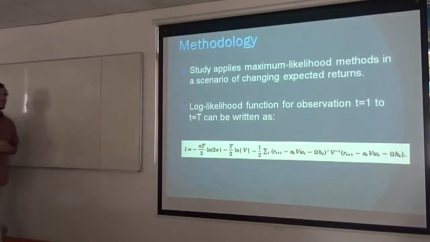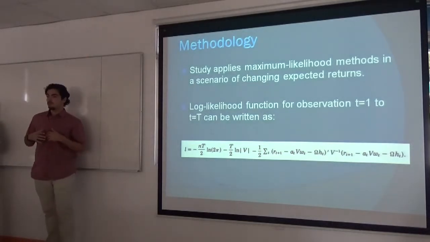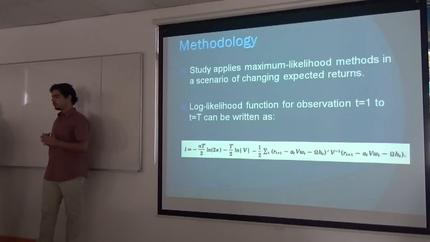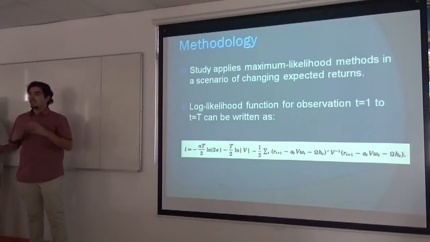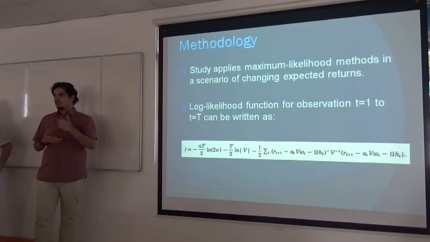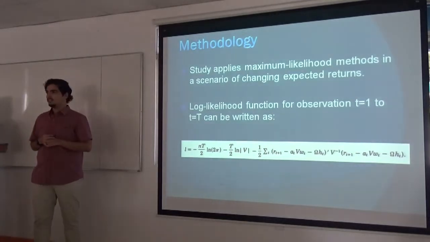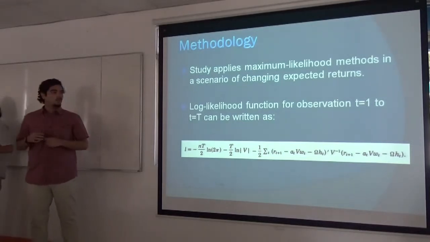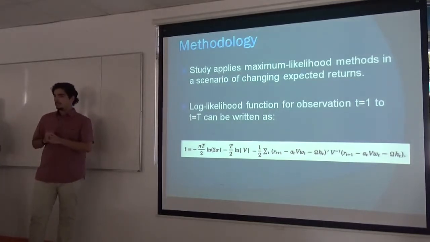Now I'm going to talk to you about the methodology used for the study. The study applies the maximum likelihood method to the full time series and cross-section of returns, adjusted from an unconditional setting to a framework with changing expected returns, assuming that the unexpected component of returns is normally distributed with mean 0, variance V, and independent over time. Then the log likelihood function for observations t equals 1 to capital T can be written in this way, where the factors are the same that were explained in the first part of the presentation.